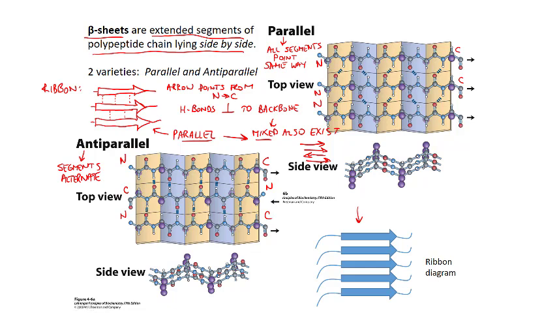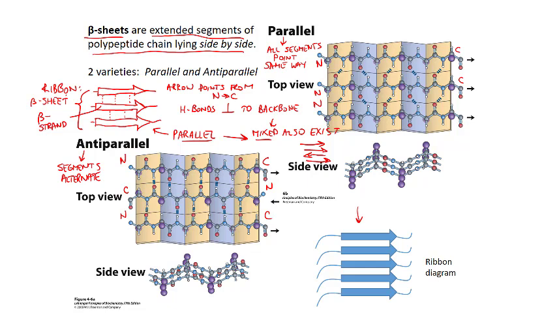All right, so terminology time. Each individual segment of chain that's part of the beta sheet is referred to as a beta strand. The whole thing is the beta sheet. So the beta sheet refers to the entire collection of segments that are hydrogen bonded together. Each one extended segment is a beta strand.